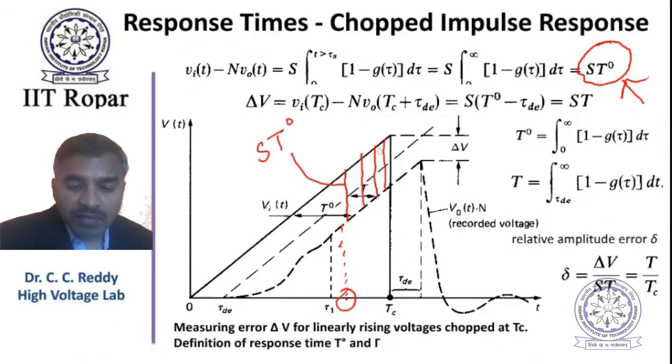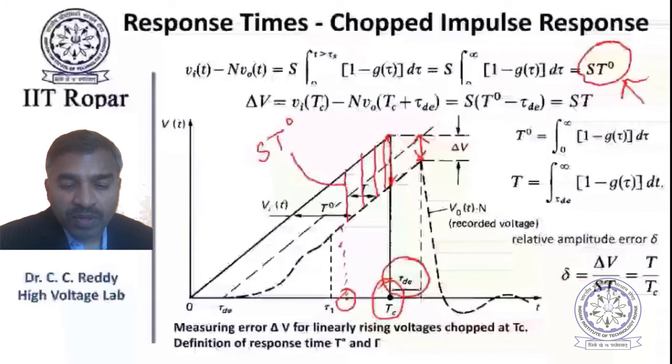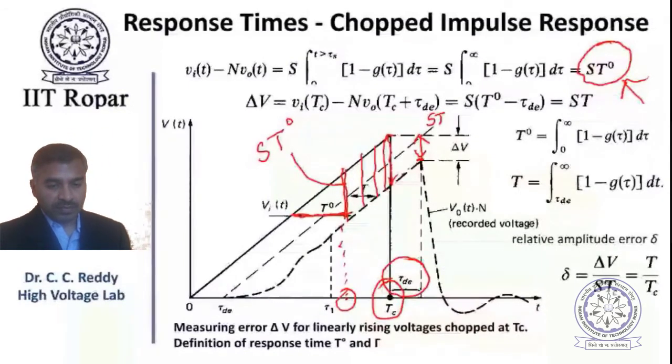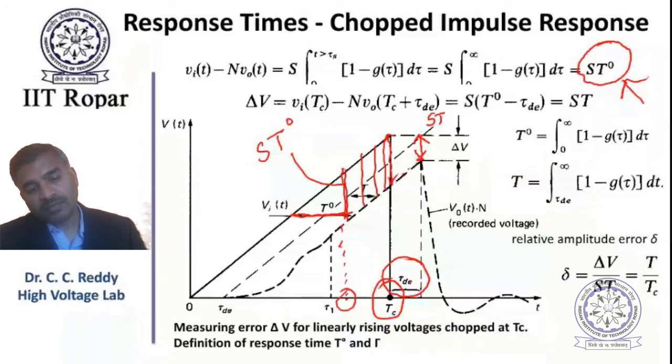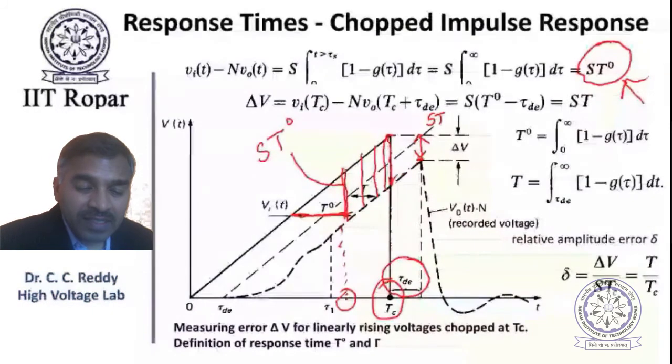But what happens? The signal will not stop at TC. Until TC, you can observe this ST naught is constant. But the output signal still continues, and it continues until TDE. So it reaches a certain value and then it stops. So this is defined as ST. Now this vertical and horizontal relations we have to obtain here. If this is ST naught, what is this quantity? This triangle. This is exactly T naught.